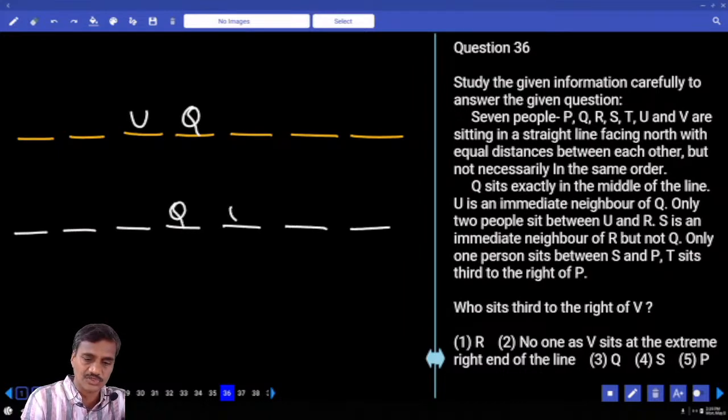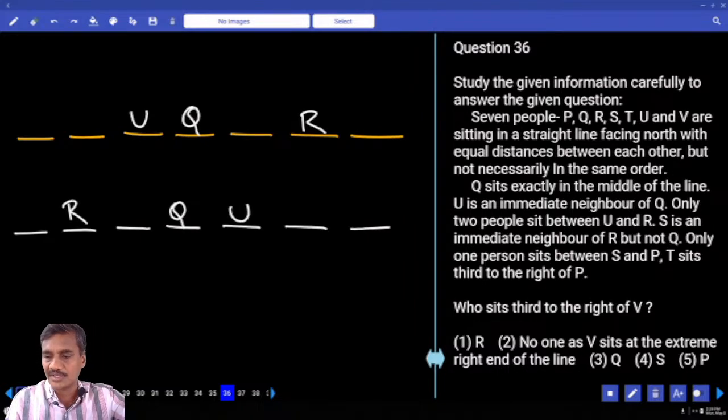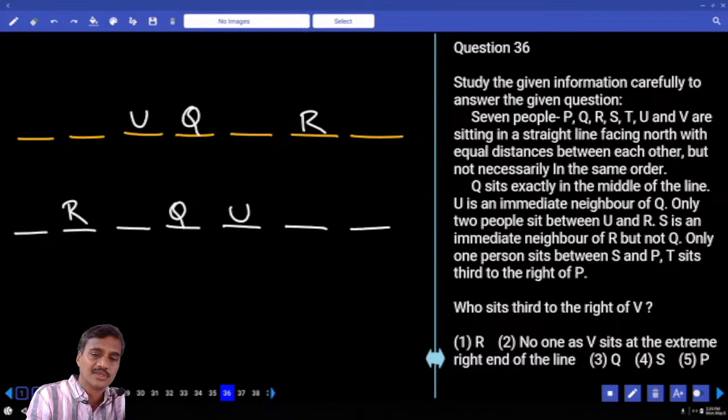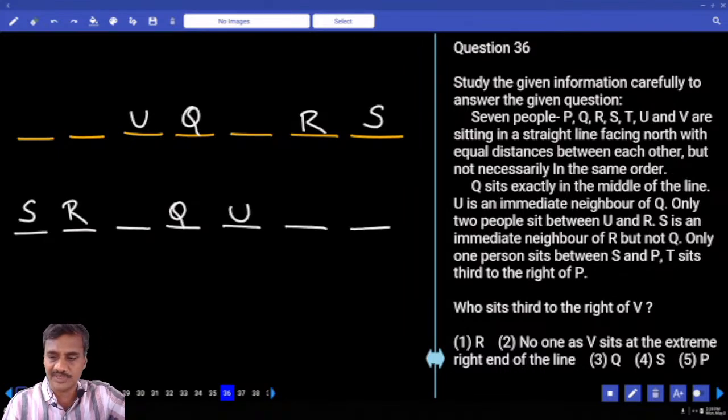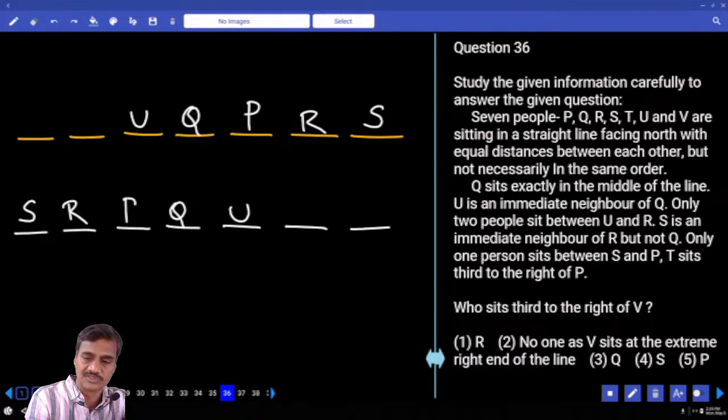Now Q is here, U is here. Then only 2 people between U and R. In between U and R there must be exactly 2. Here again 2 in between U and R. S is an immediate neighbor of R but not of Q. S is not immediate to Q. Only one person between S and P. P is here and P is here. And T sits to the right of P.